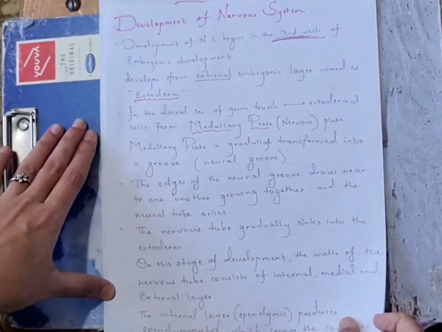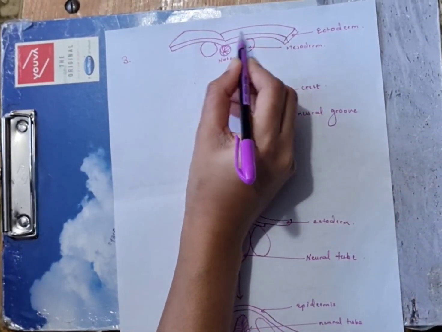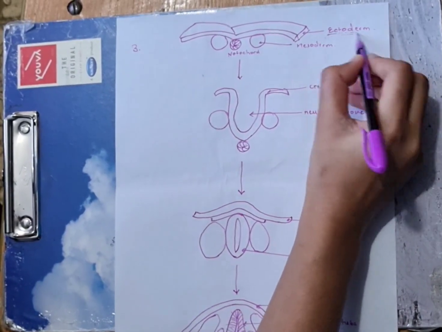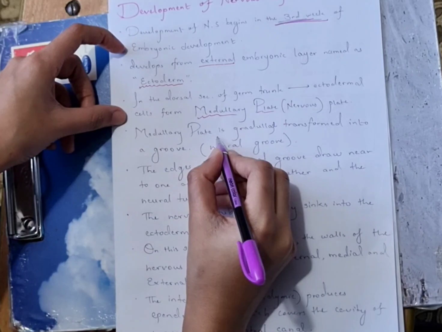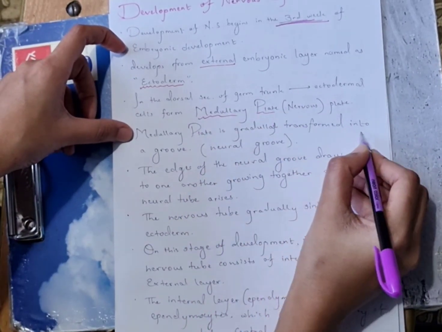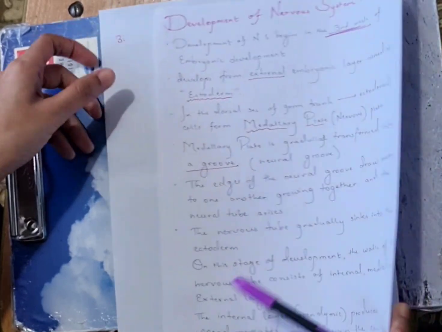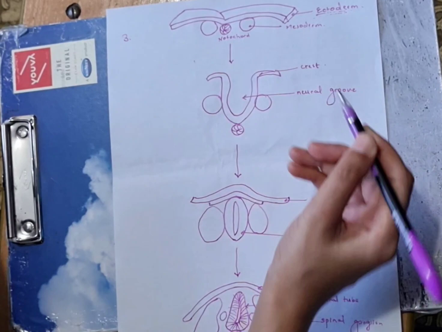Medullary plate. In this diagram you can see the medullary plate. This is the medullary plate formed from ectoderm. After formation of the medullary plate, it gradually transforms into a groove, that is a neural groove. In this figure you can see this neural groove is formed.